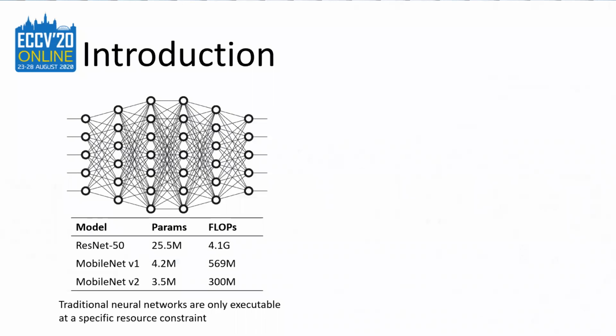Deep neural networks have achieved great success in different areas. However, traditional neural networks are only executable at a specific resource constraint. For example, MobileNet V2 can only run at 300 MFLOPs with 3.5 million parameters. However, if we want to do inference using a smaller MobileNet with fewer network depths and widths, we have to retrain the model.